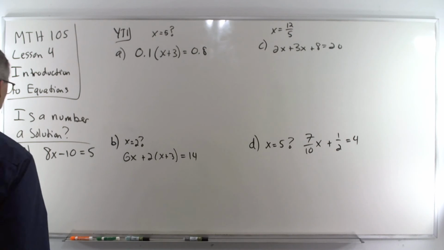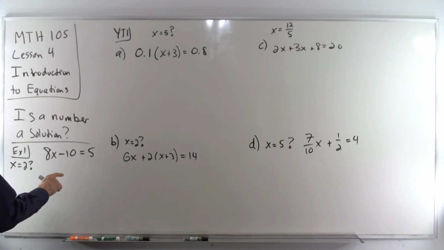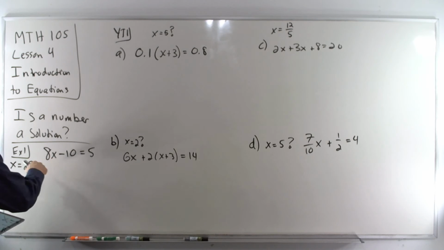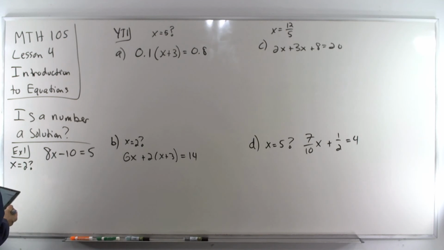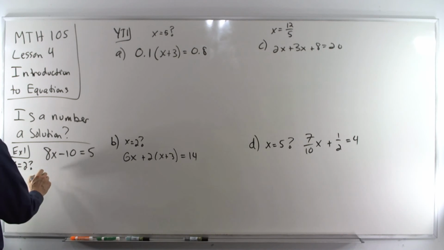As it turns out, the solutions to equations are the numbers that, when you plug them in for the variables, make the equation true. So for the first example, we're going to test whether or not 2 is a solution to this equation. For every instance of x, I'm going to plug in a 2.